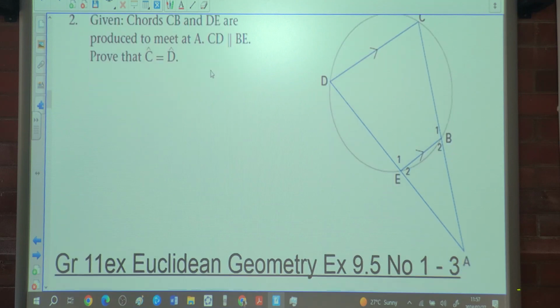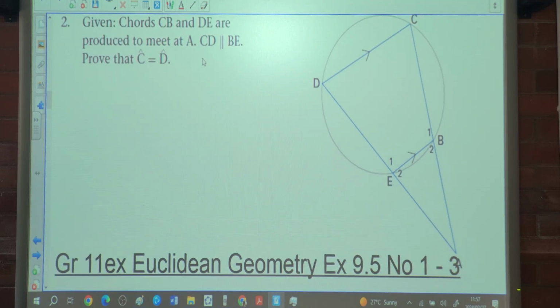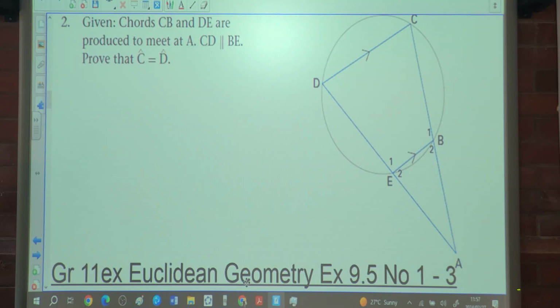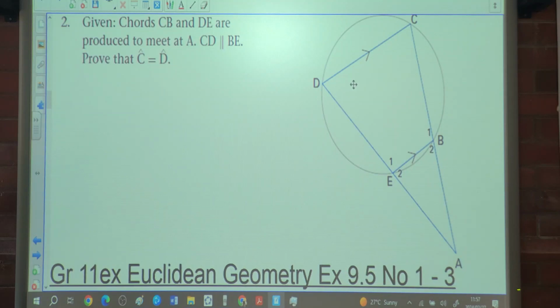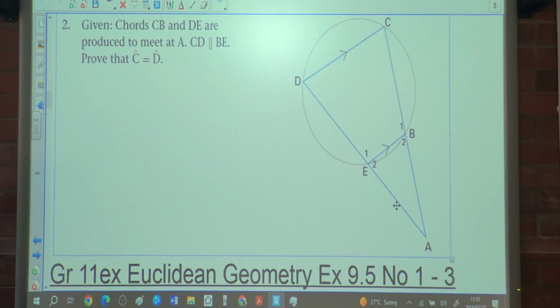In number 2, we are told that given chord BC and DE are produced to meet at A, DC is parallel to BE. Prove that angle C is equal to angle D.